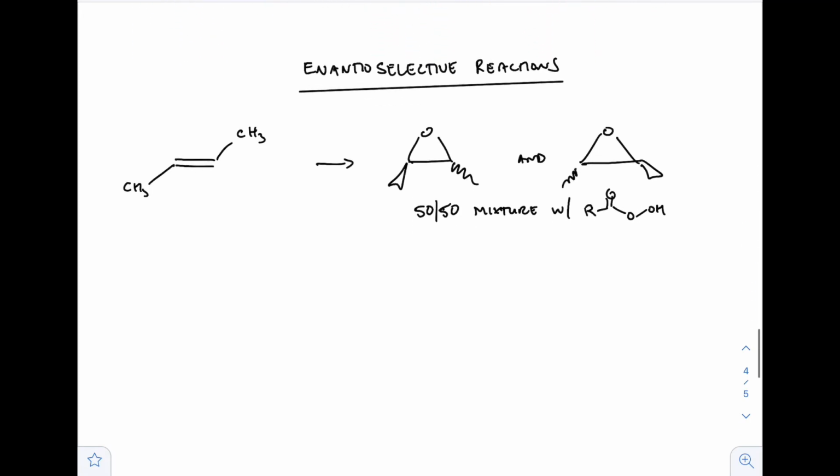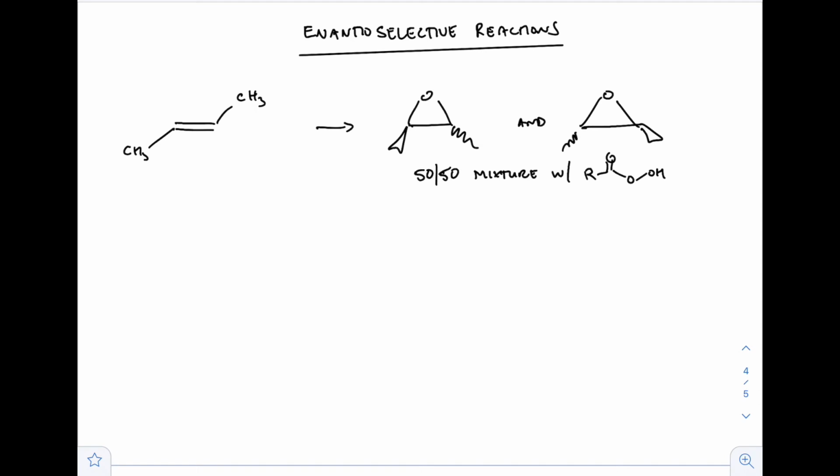You're wasting money. You're throwing out half of your product if you only want one enantiomer. So again, enantioselective reactions are where the money is. If you can make super important things at like 99% purity, you're golden. Okay, so enantioselective reactions afford predominantly one enantiomer or exclusively one enantiomer.